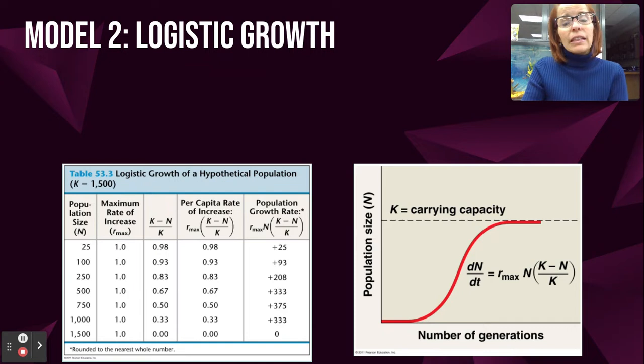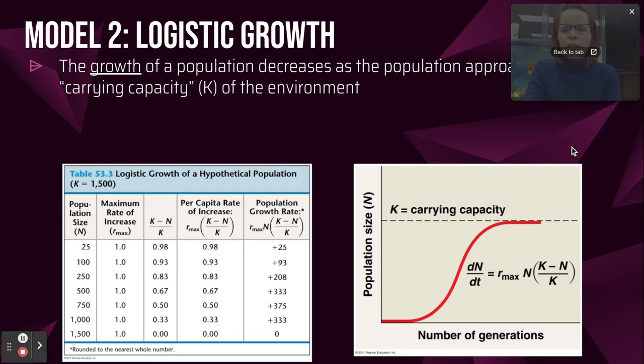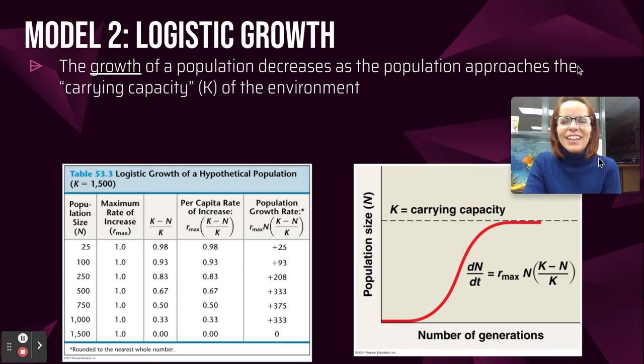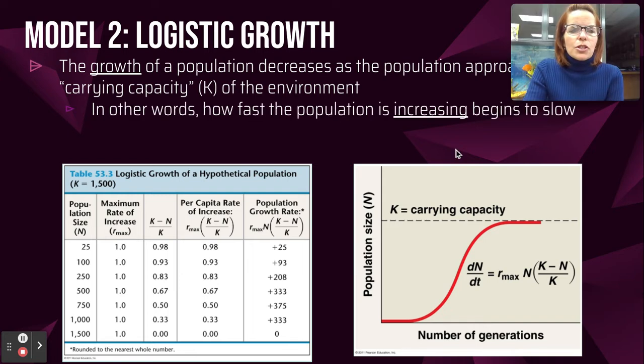All right, now more realistically is the logistic growth model. The growth of a population decreases as the population approaches the carrying capacity of the environment. Okay, so remember that carrying capacity is K. In other words, how fast the population is increasing begins to slow.